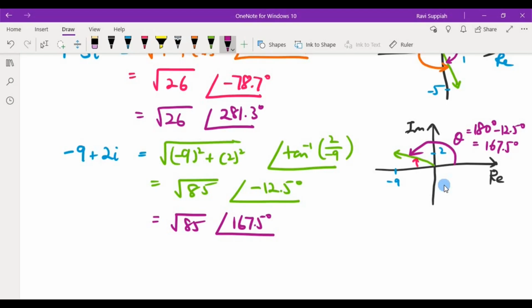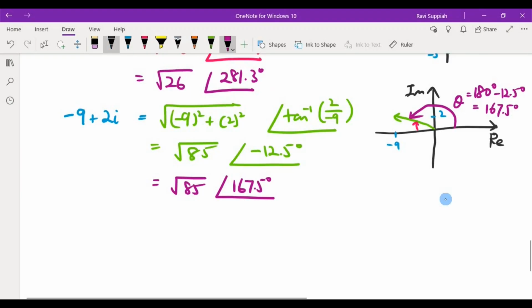Okay, so as you can see, the tricky part is when the angle is negative, you need to analyze which quadrant the complex number is going to lie in, and from there you need to deduce the actual angle. Okay, so now that we have converted both of them to polar form, we can proceed to perform the multiplication in the polar form.